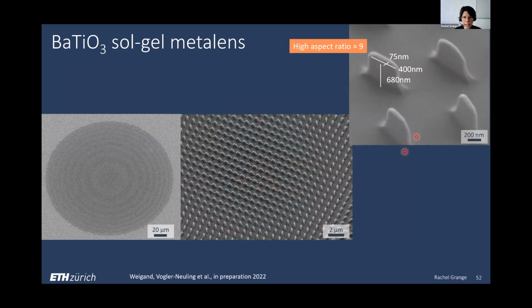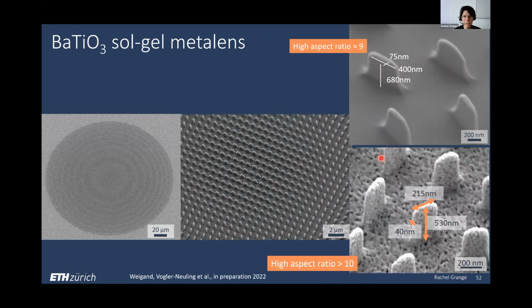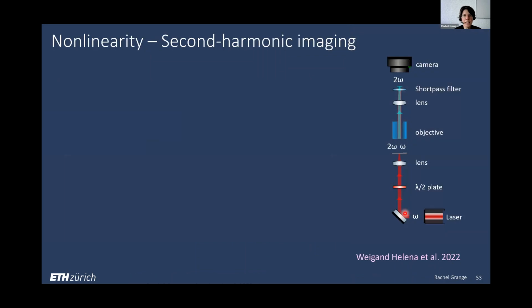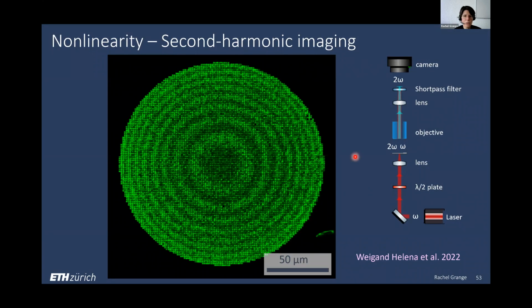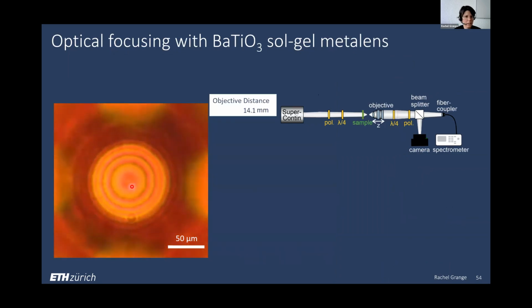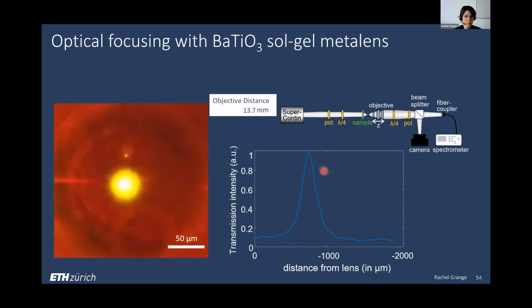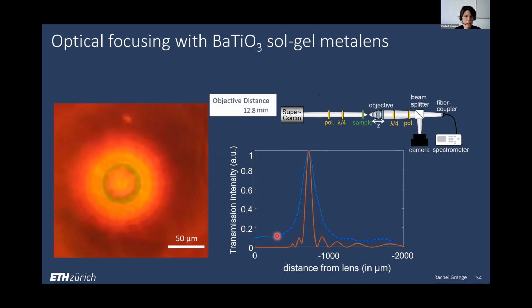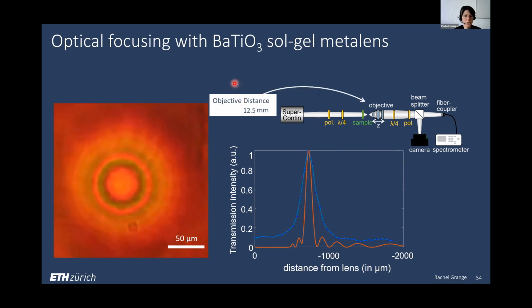Here you see the very precise shape of the fins of this metalens with a high aspect ratio above 9, even 10, after the calcination steps, which is needed to make metalenses that will focus the light. Currently, we are just able to focus the light linearly, as you can see here. And we have a focal point here in orange that we are simulating, and what we get is in blue. And this is the objective distance, 12.5 millimeter, from the sample to watch this kind of focusing effect close to our metalens.